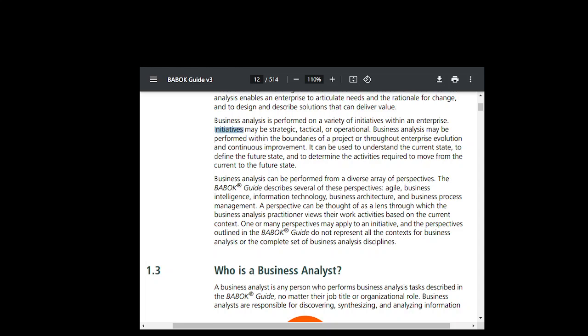So please note this. Initiatives, you know what initiatives means? Ideas, a need, a gap, or something like that. It depends on context. Initiatives may be strategic, tactical, or operational. Let's look this up. This is how I study. I love to break stuff down.